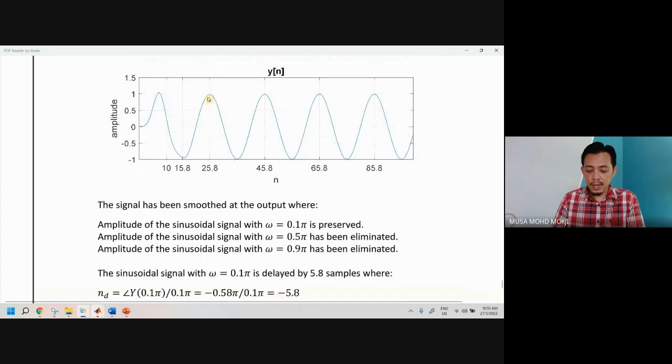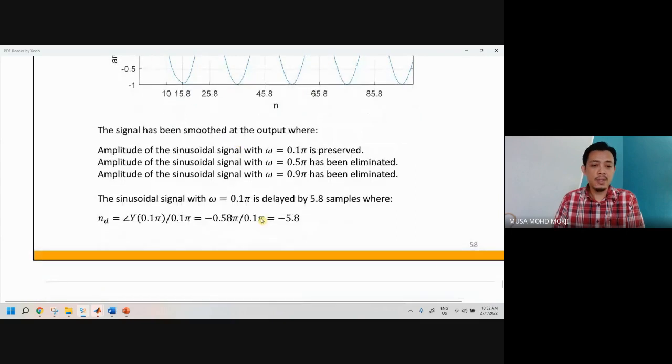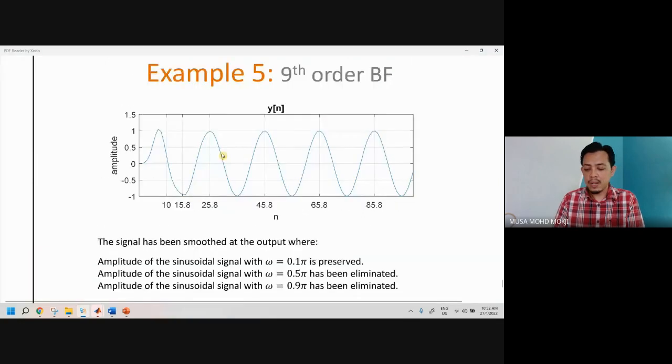Originally, the peak is supposed to be at 20, but now it is at 25.8 because we have a phase. That phase is negative 0.58 pi, and then you need to divide by 0.1 pi because we are looking at frequency 0.1 pi. What you have is a negative 5.8 delay. So that's why the peak now is not at 20, the peak is at 25.8.